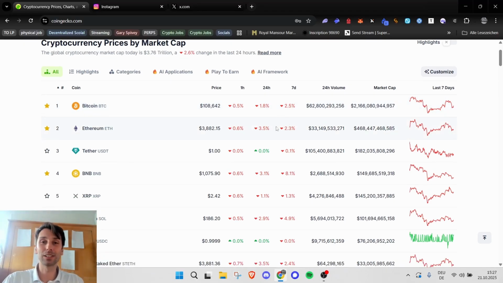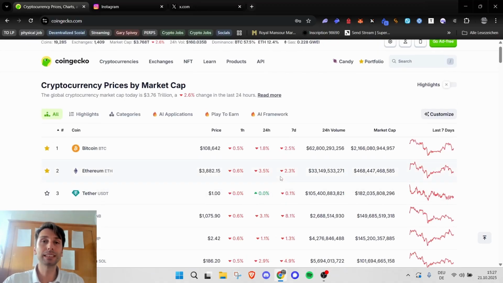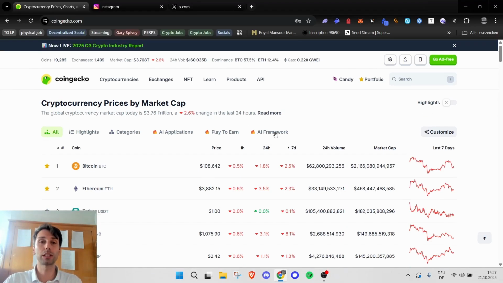Ethereum is down a little bit, BNB, and so on, and we can basically see 24-hour volume, market cap, 1-day, 24-hour and 7-day performance, price right now, and we have a chart on the right side. So it's very, very convenient to get a short and concise overview of the markets.